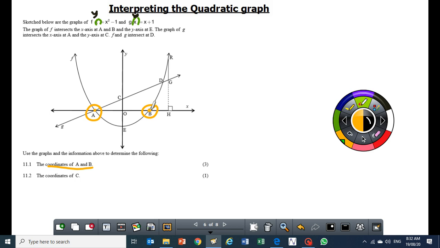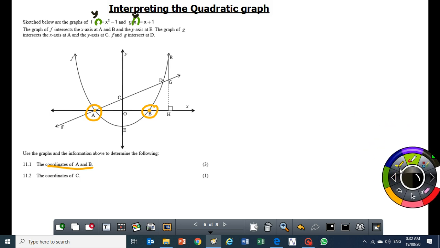So, if I want to do that question, 11.1, first, I'm going to use my quadratic function to get the coordinates of A and B. And its equation is f of x equal to x squared minus 1. Okay? Remember, f of x is y. So here, y is 0, y is 0. f of x is 0, f of x is 0. So where there is f of x, I'll put 0.